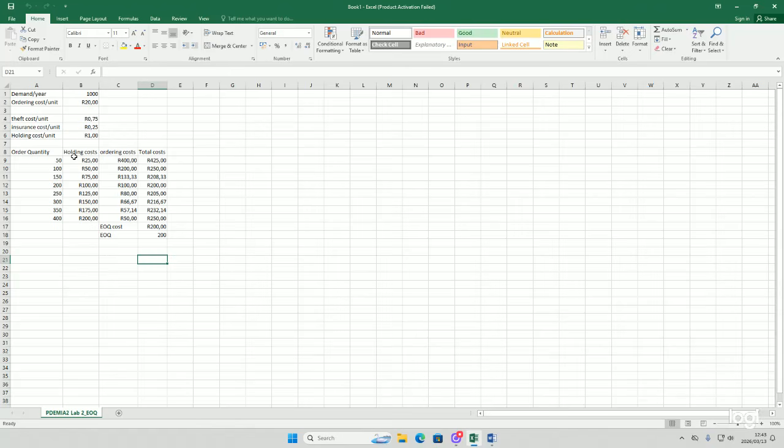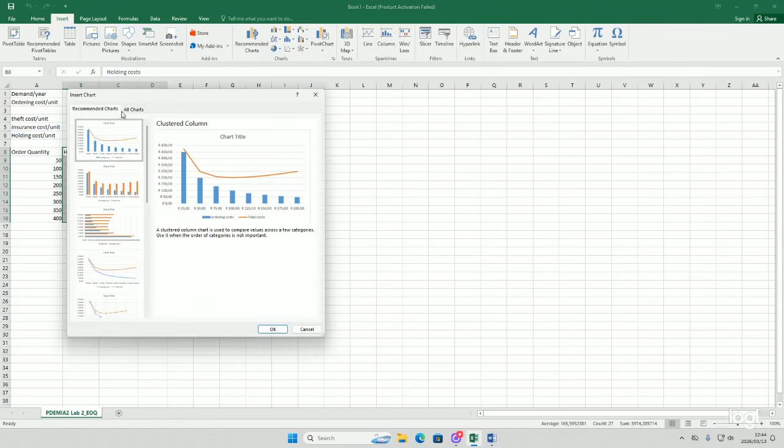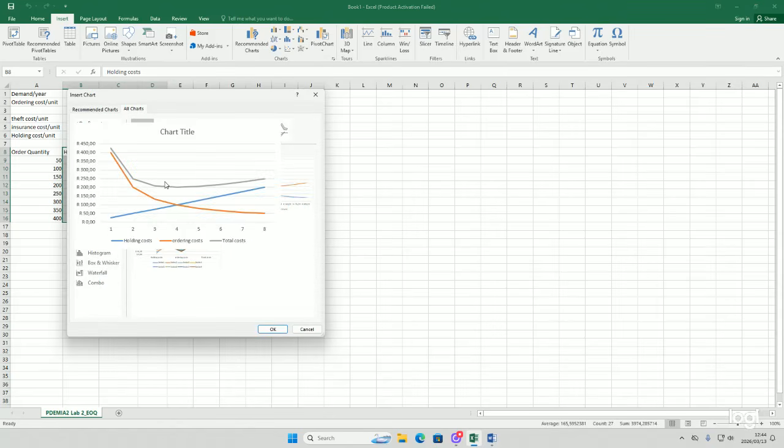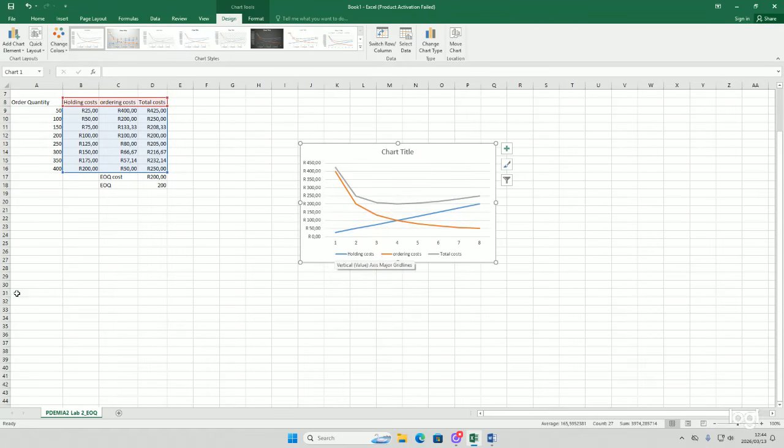Now you have to construct your graph. So constructing your graph, you now have to select the three costs, these costs, including the headings, these three costs. And then you go to insert, charts, line chart. You choose this one, and then you say okay. Okay, but then we observe from this chart that we have our ordering cost, we have our holding cost, and we also have our total cost.